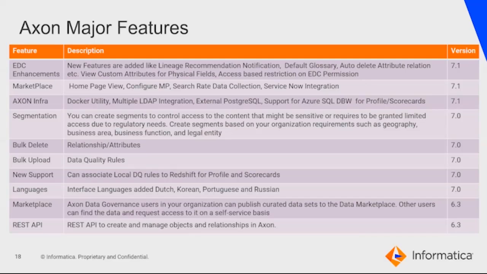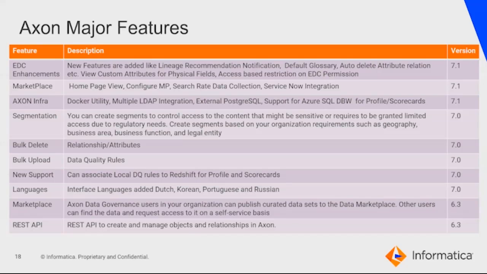On Axon Infra in 7.1, Docker utility is available. You can integrate with multiple LDAP authentications. Now you can use external PostgreSQL. Prior to 7.1, you will be able to use only packaged PostgreSQL database. From 7.1, you will be able to use external PostgreSQL database.